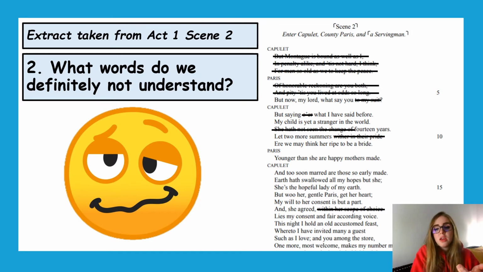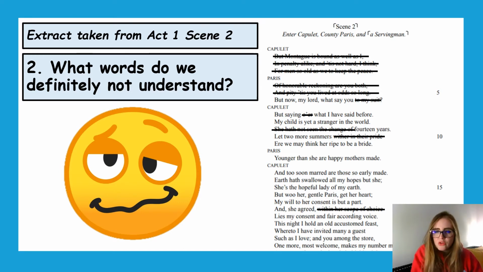So ripe is like when fruit is ripe. When fruit is ripe, it's ready to eat. So it's that idea, she's going to be ready to be a bride. We all can understand "younger than she, a happy mother's maid." It's just worded in a slightly old-fashioned way. So, younger than Juliet, there are people that are already moms and they're happy.